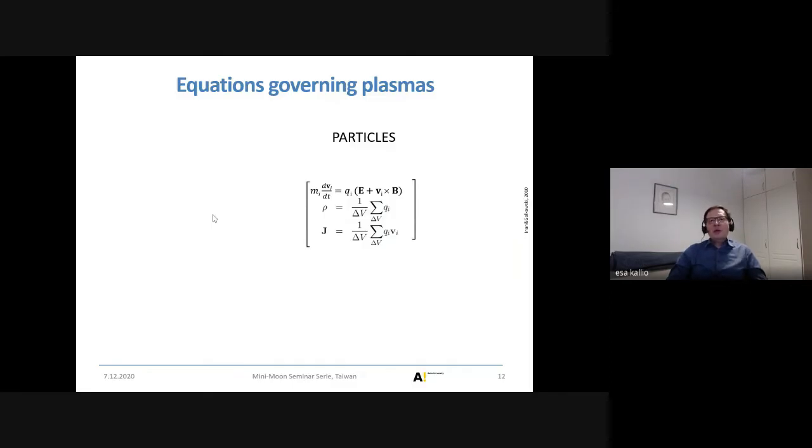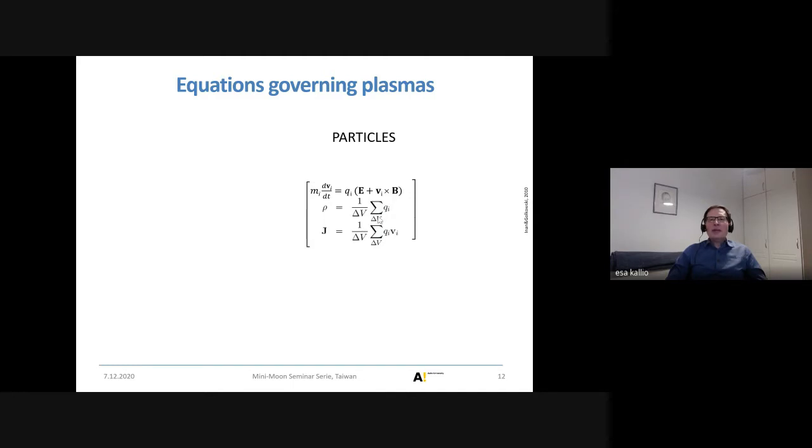So what are the basic equations then? Of course we have particles, we have mass, and fields. If we think about the role of the electric field and magnetic field on the particles, then the force is the Lorentz force. So the particles are accelerated by the Lorentz force. Depending on the situation, we could also have collisions and gravitation. Those describe how individual particles move.